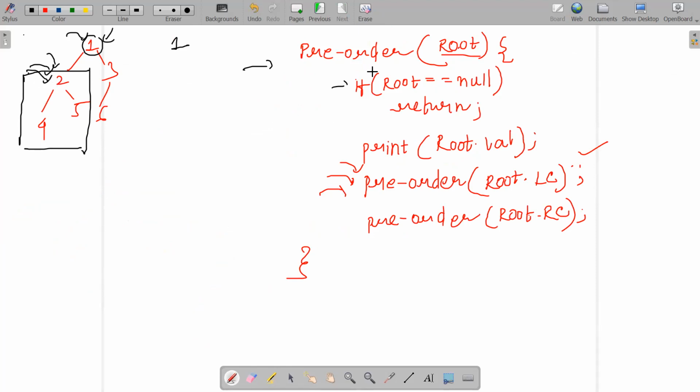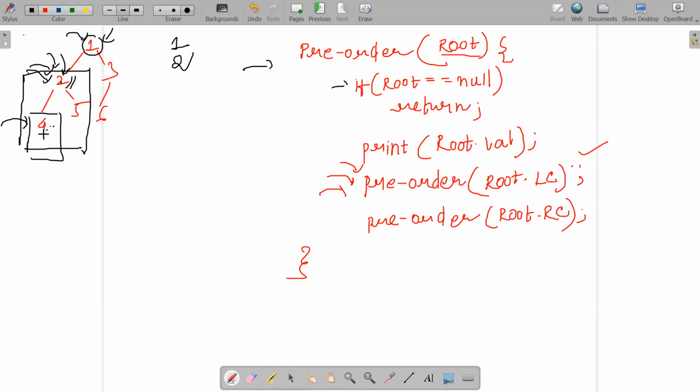Right now, if I'm standing here, root is not null. The root I have provided for this particular function call is the address of 2. That is not null. We have a valid node. Print the root's value, so 2 would be printed. Perform pre-order traversal on the left subtree of 2. You're standing at 2. Its left subtree starts off from 4, the left child of 2. Perform pre-order traversal on it. You made another recursive function call.